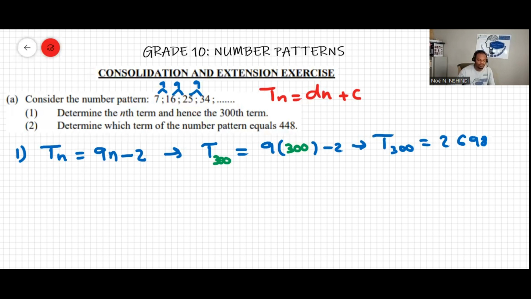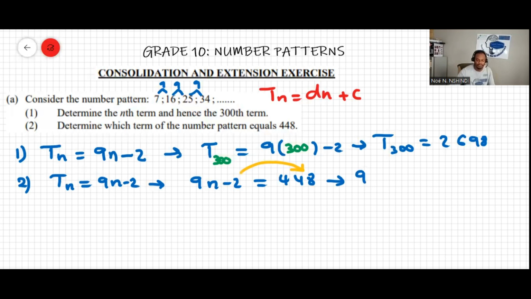Question 2 says determine which term of the number pattern equals 448. In this case, it means Tn is now equal to 448. Tn is given by 9n minus 2, and we equate it to 448. To solve this, we move the -2 over, so 9n will be equal to 448 plus 2, which makes 450. To get the value of n, we divide by 9, and n will be equal to 50. That was question A.